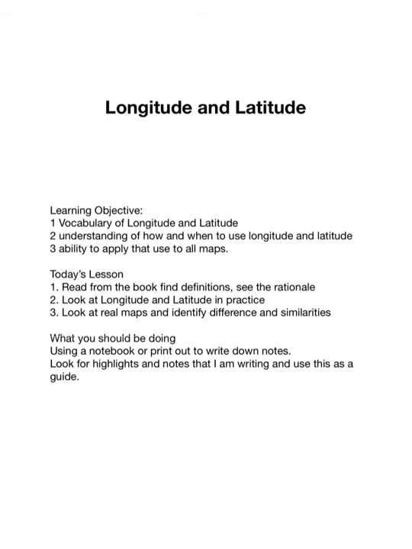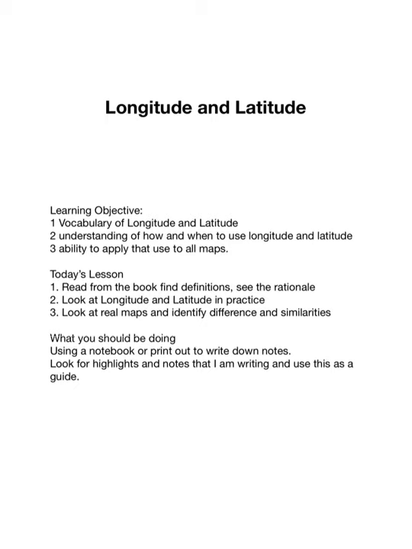Our learning objectives for today are: one, we want to learn the vocabulary of longitude and latitude. So we want to understand the words that are associated with it. We want to understand what we're talking about when we talk about degrees, the equator, prime meridian, and things like this. Two, we want to have an understanding of how and when to use longitude and latitude. Three, we want the ability to apply what we know about longitude and latitude to any map that we use.